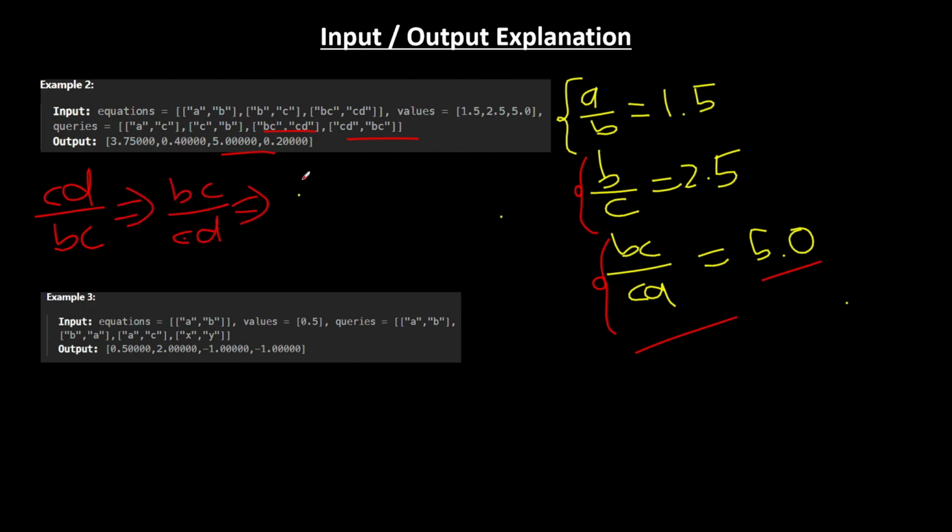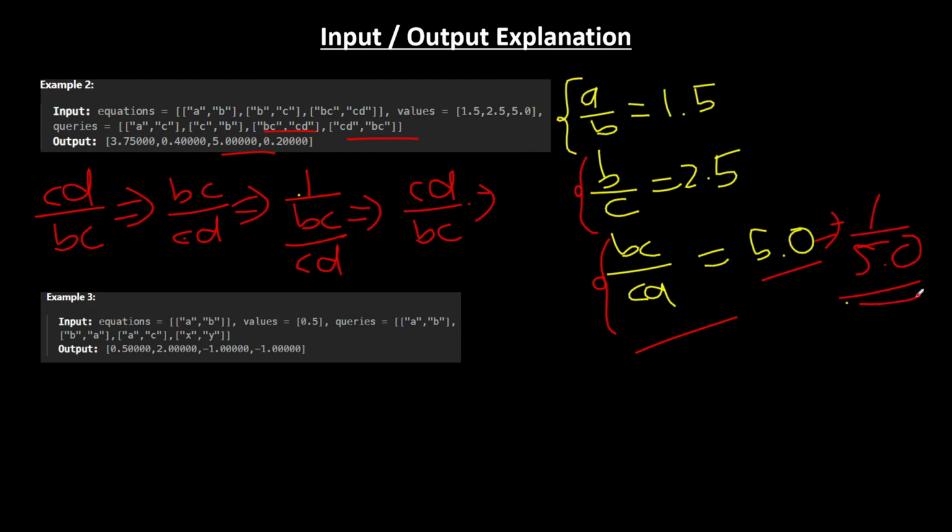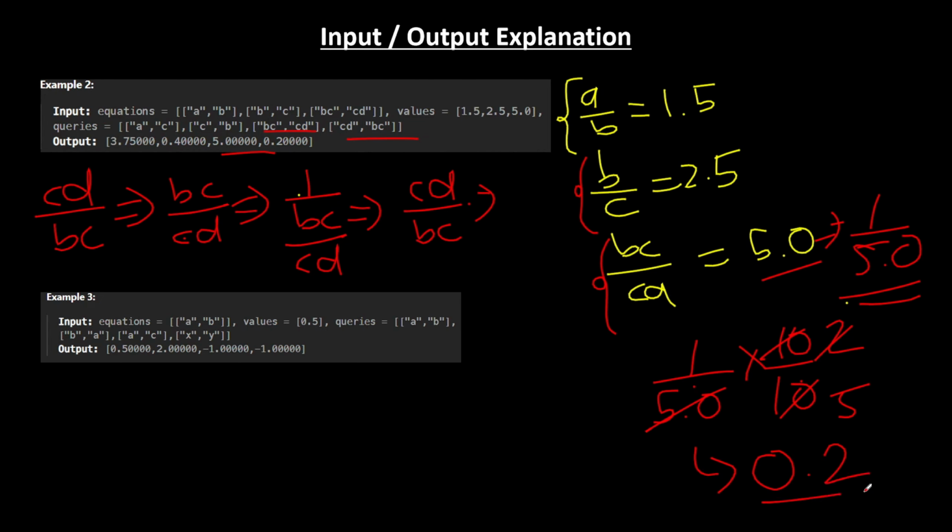If we again use the mathematical property of doing the reciprocal, we get CD by BC. The value given to us for BC by CD was 5.0, right? If we do 1 by 5.0, what happens if we do the calculation? Basic mathematics: multiply both numerator and denominator by 10. So it cuts by 2, and 2 cuts by 5. The output comes out to be 0.2, right? This is what we got here. So these are the results for each division. We have to basically find this.